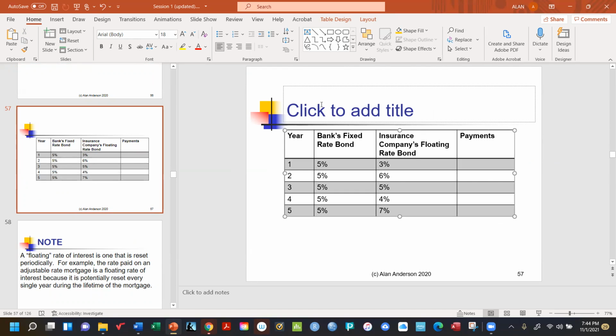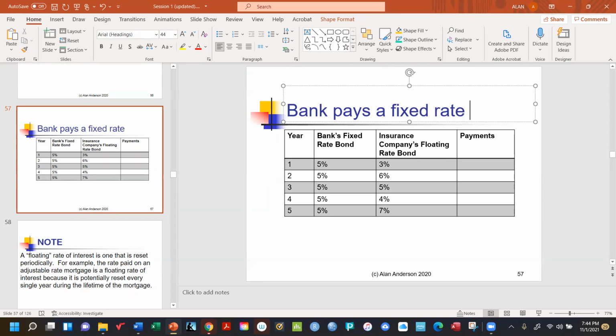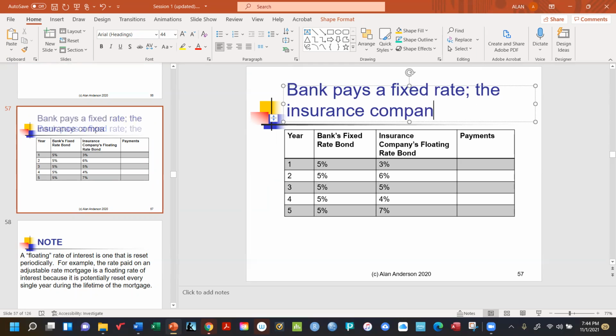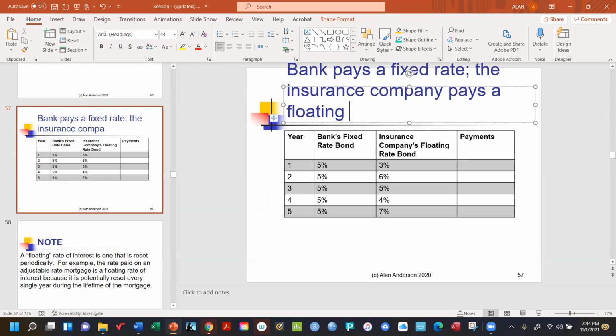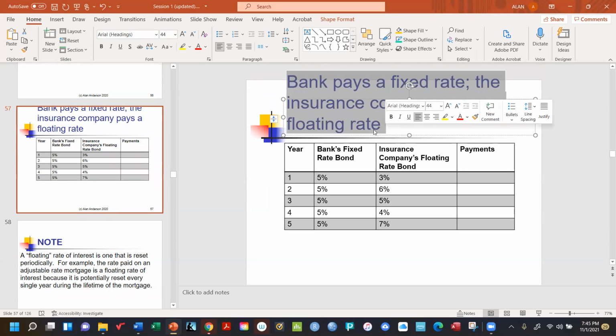Okay, so remember, and once again, let's remind ourselves, the bank pays a fixed rate, the insurance company pays a floating rate. Okay, because the bank owns the fixed rate bond, they'll trade their interest payments to the insurance company in exchange for a floating rate.